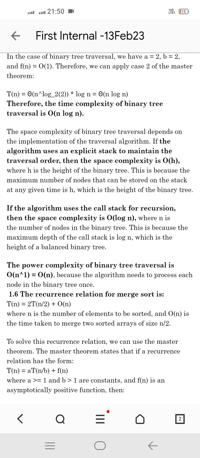The power complexity of binary tree traversal is order of n because the algorithm needs to process each node in the binary tree once.